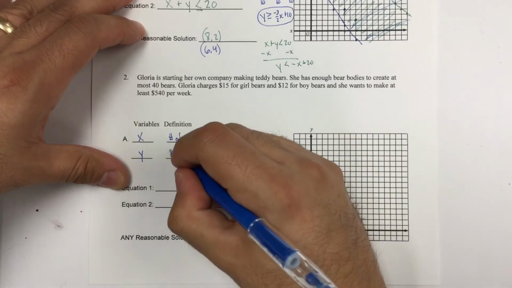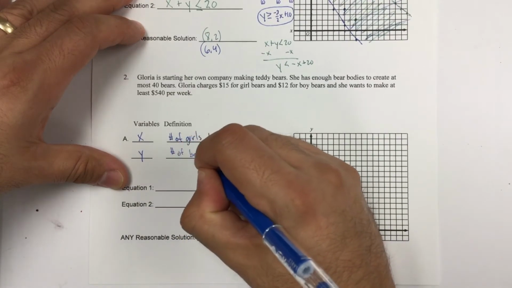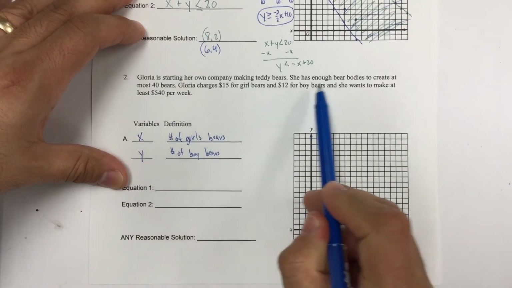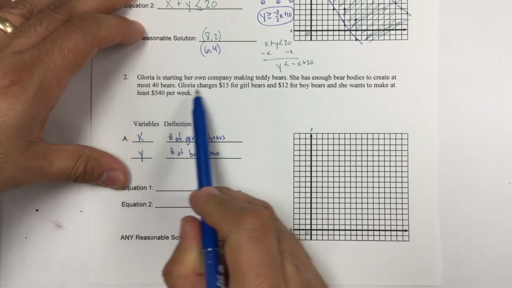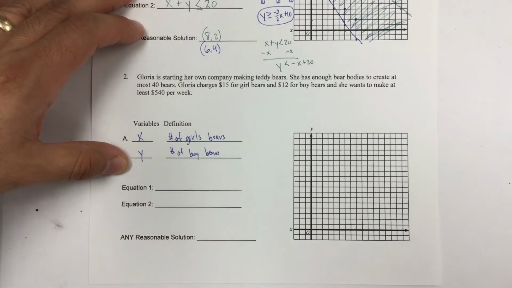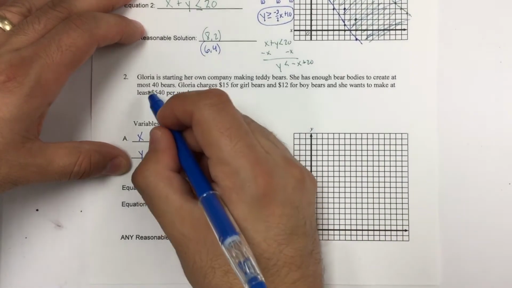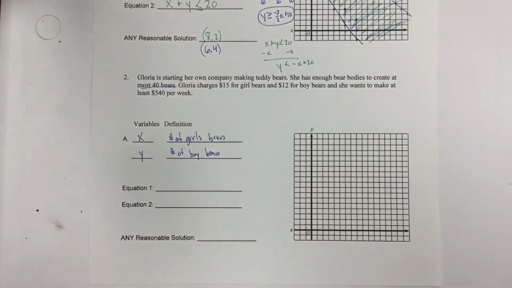And Y will be the number of boy bears. So Gloria is starting her own company making teddy bears. She has enough bear bodies to create at most 40 bears. Okay, so let's see. First equation. She has enough bear bodies to create at most 40 bears.